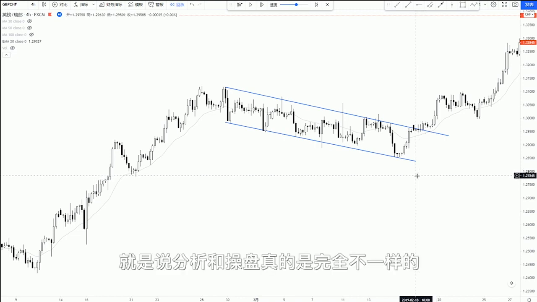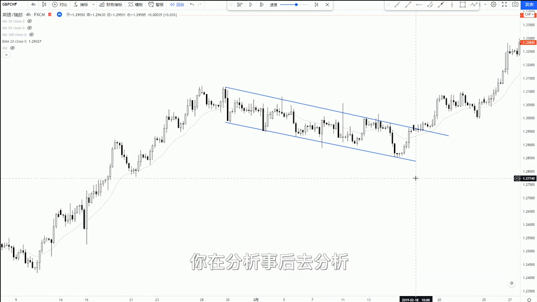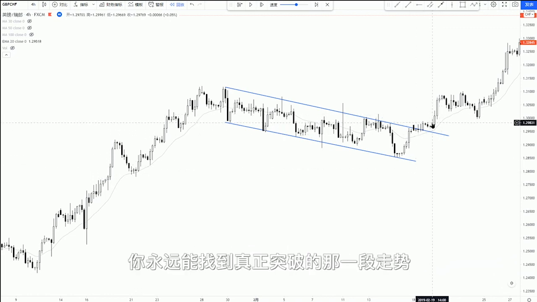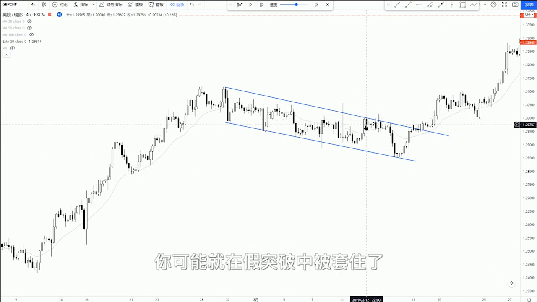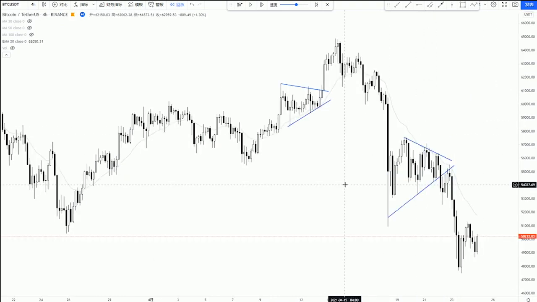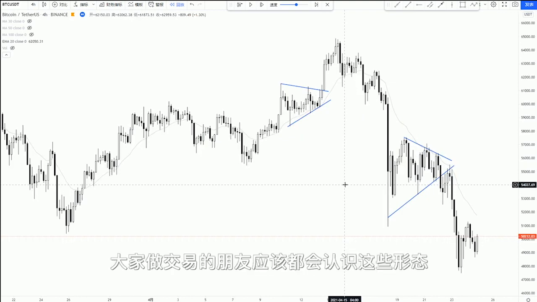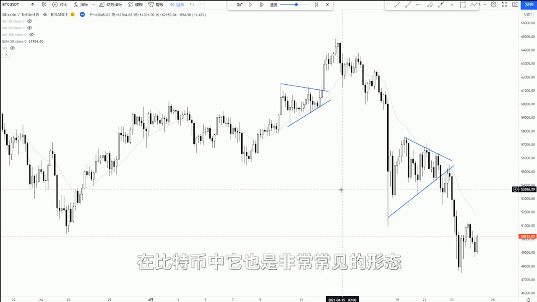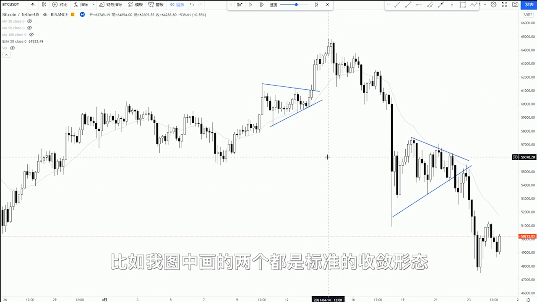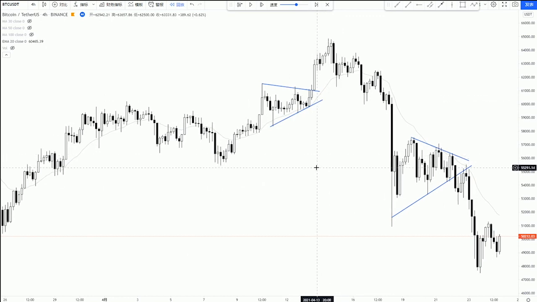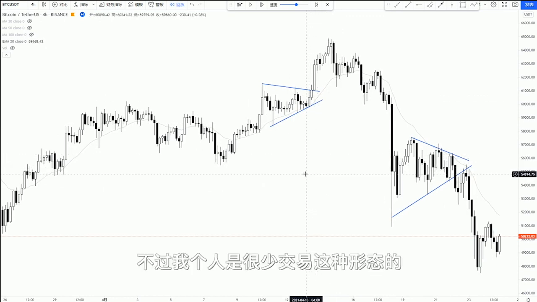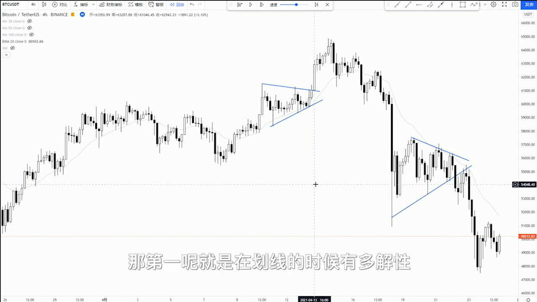One of the adjustment patterns that we're going to talk about is this convergence adjustment and the box adjustment, which is a very common pattern in the market, and I think everyone who trades will recognize these patterns. It's also a very common form in Bitcoin, like the two that I've drawn here are both standard convergent forms. However, I personally rarely trade this form. There are two disadvantages. The first is that there are multiple solutions when drawing the line: you can connect the shadow line points, or connect the body closing prices, or use the lead line to connect.